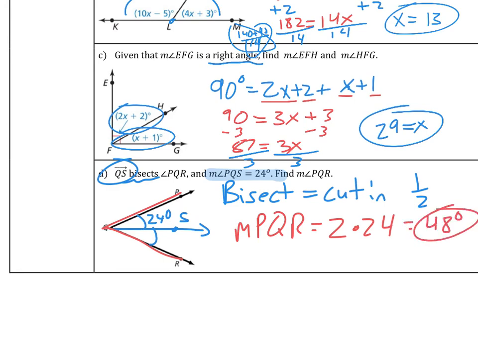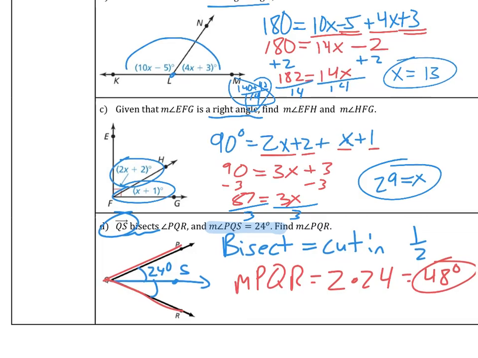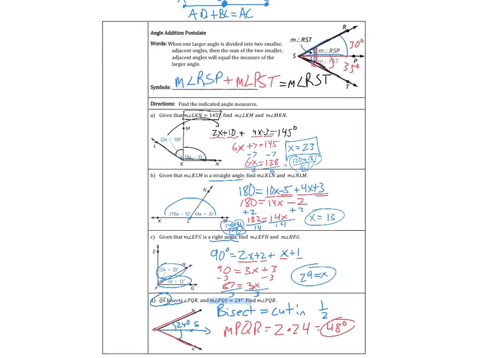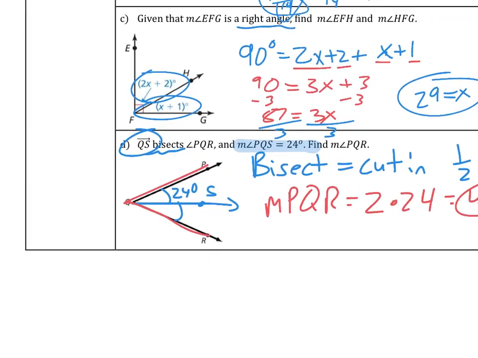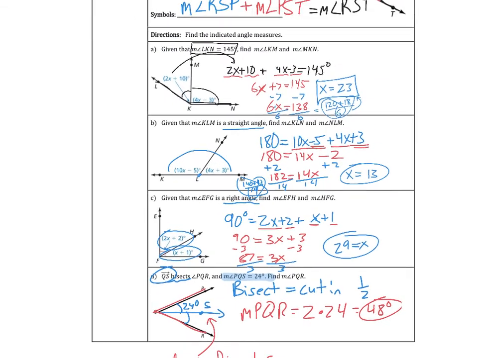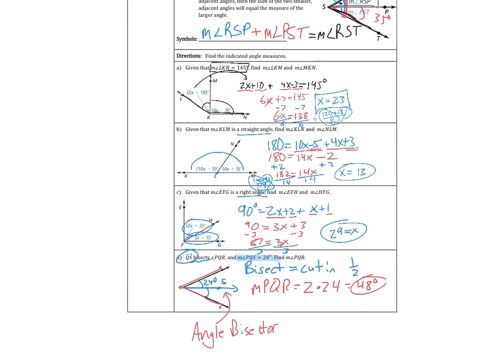All right. A bisector is something that cuts an angle or a segment in half. Okay? It's called an angle bisector. Okay, let's write that word down and be done. So this is an angle bisector. We'll see that more throughout the year. All right. Okay. Well, good work there.